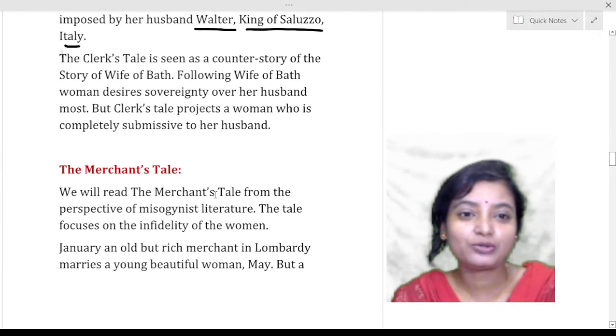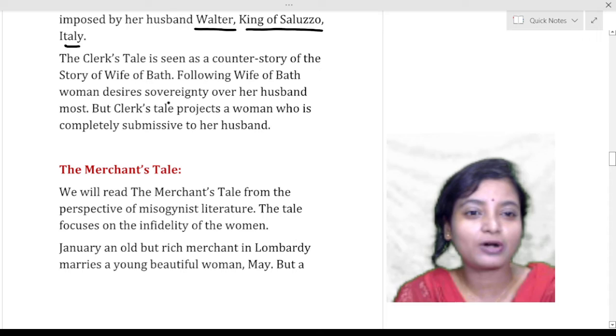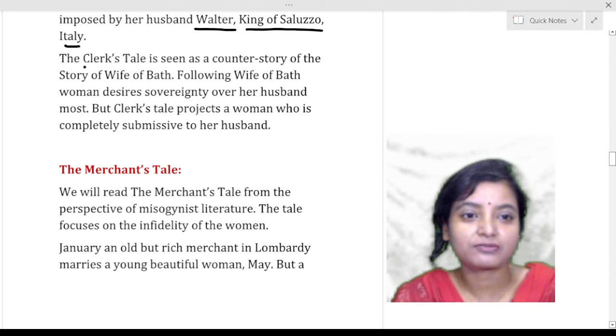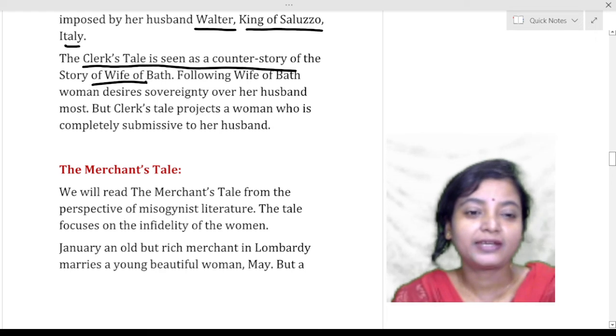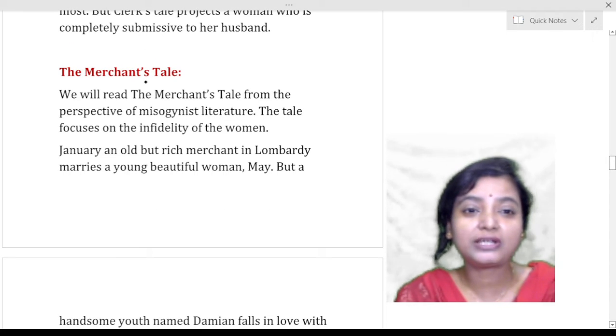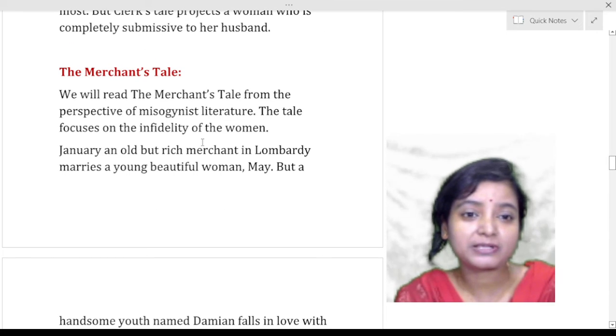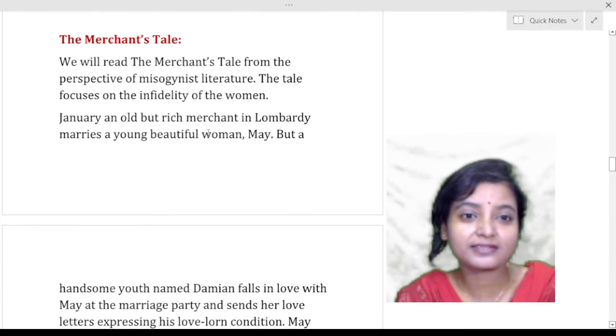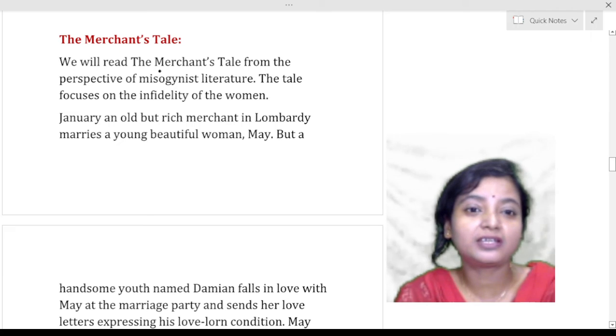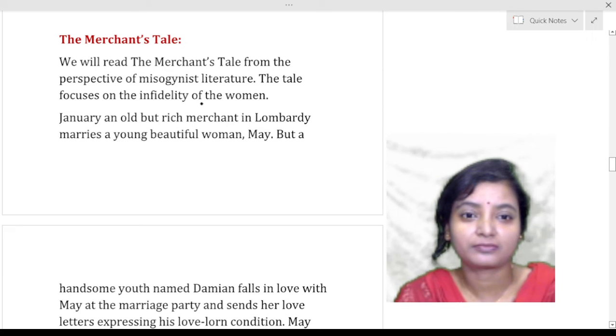Okay? So whose tale was the counter story of the Wife of Bath? The Clerk's Tale was the counter story of the Wife of Bath's Tale. Keep this point in mind. Next tale is the Merchant's Tale. We read the Merchant's Tale from the perspective of misogynistic literature. The tale focuses on the infidelity of women.